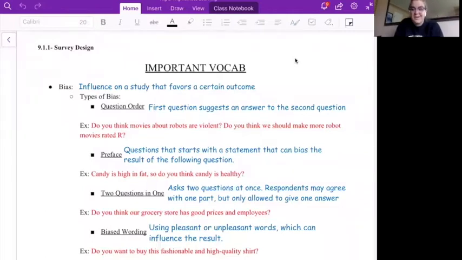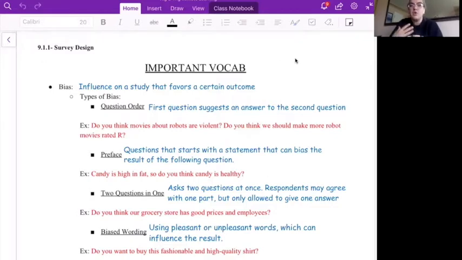I'm just going to go ahead and knock these notes out. It's all pretty straightforward, so this video is going to be pretty short, and if you just want to pause to write down any of the things that are in blue for the vocab, that is perfectly okay. So we have some important vocab. This is talking about survey design.